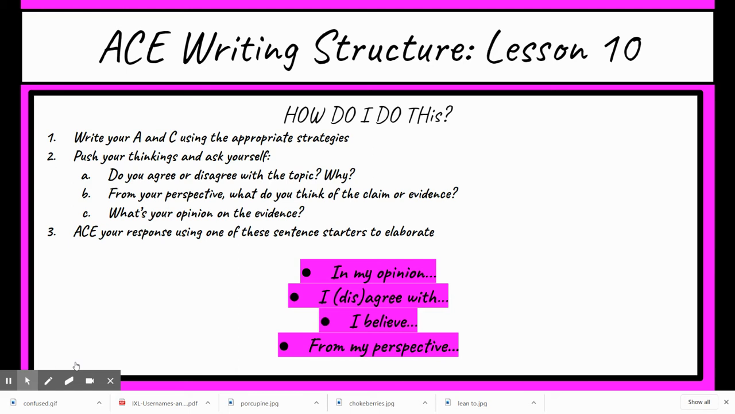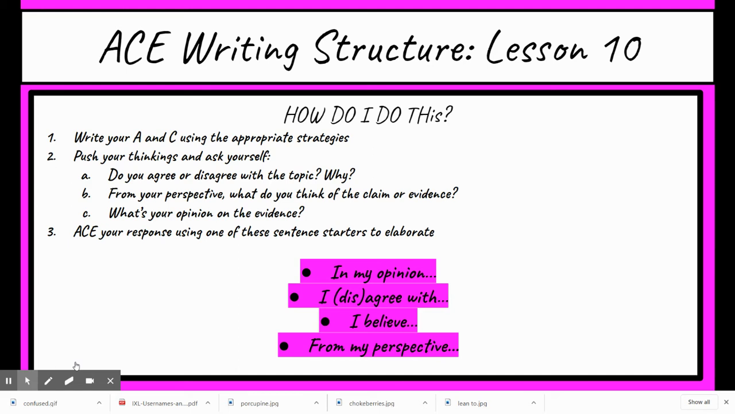So how are you going to do this? As always, you're going to use the various strategies that we've been practicing to write your A and your C. After you have those written down, you need to push your thinking and ask yourself, do I agree or disagree with the topic and why? Sometimes you're not going to have a choice, like in maybe a debate, you're going to have a side that you are assigned to. And so maybe you disagree, but you're going to have to agree. This is tough, but it's still important to think about what side you're really on.